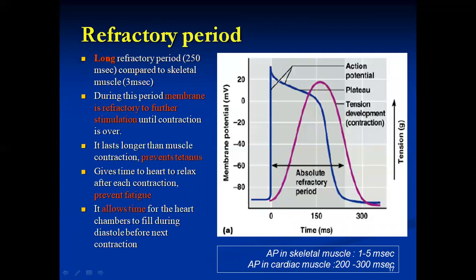Then the important one is the refractory period. It has a long refractory period of 250 milliseconds. During this period, the membrane is refractory to further stimulation until contraction is over. It lasts longer than muscle contraction and prevents tetanus. It gives time to the heart to relax after each contraction, and thus it prevents fatigue. Fatigue is when the muscle is unable to contract further. So this refractory period gives the time of relaxation to the heart so that the muscles of the heart do not get fatigued or get tired.